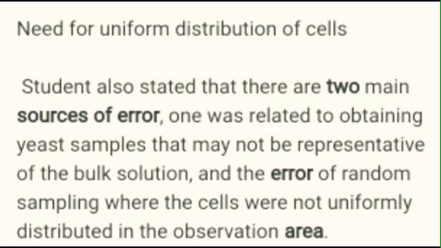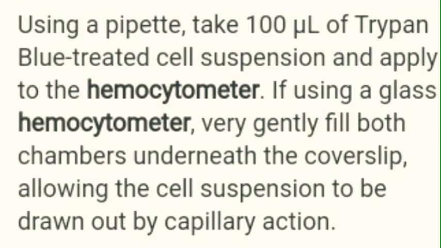So, using a WBC pipette, take 100 microliters of trypan blue treated cell suspension and apply it to the hemocytometer. If using a glass hemocytometer, very gently fill both chambers underneath the cover slip, allowing the cell suspension to be drawn out by capillary action.